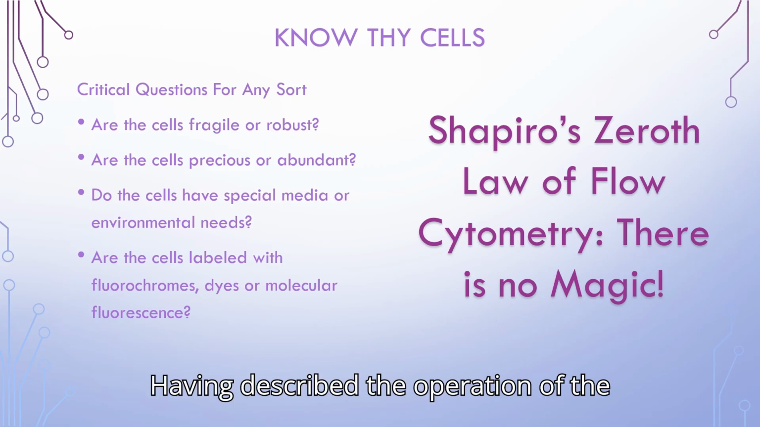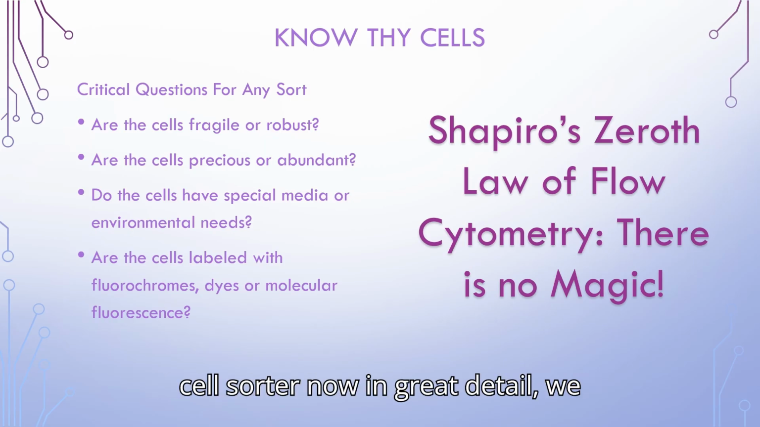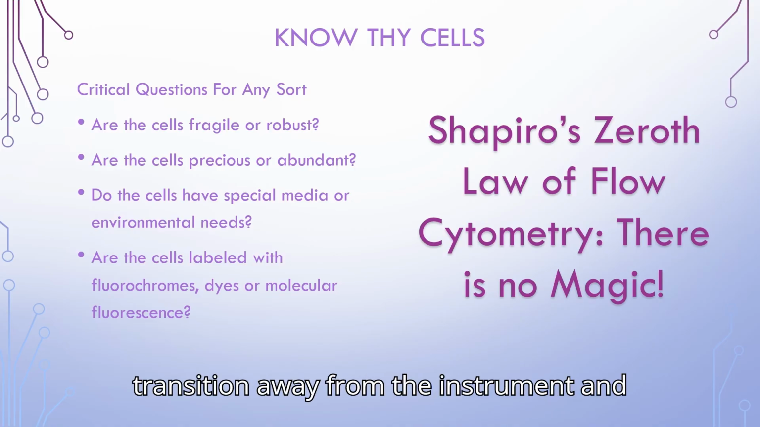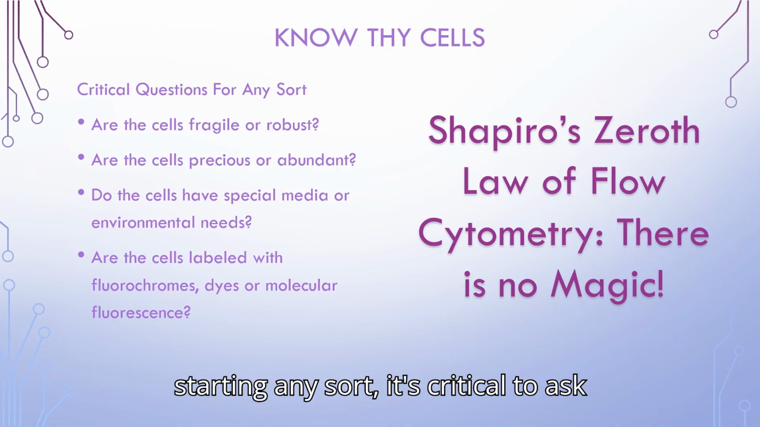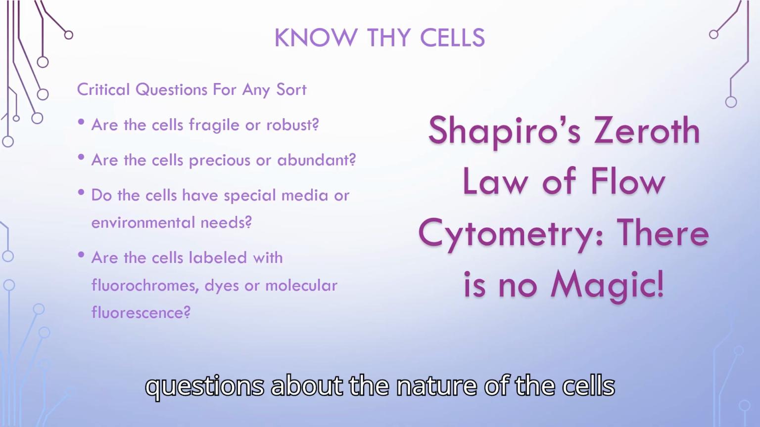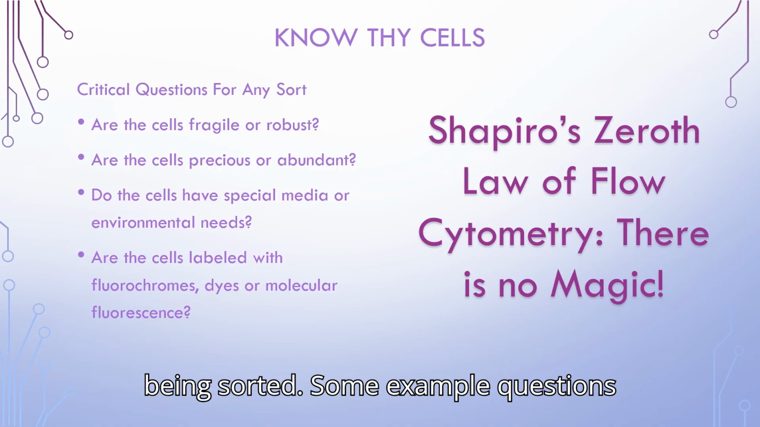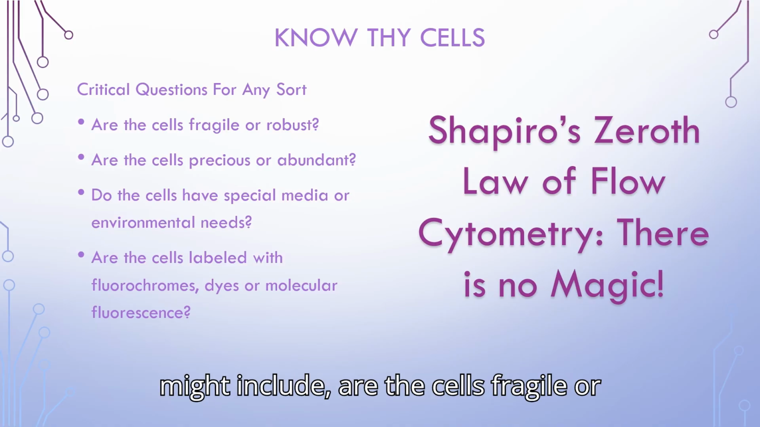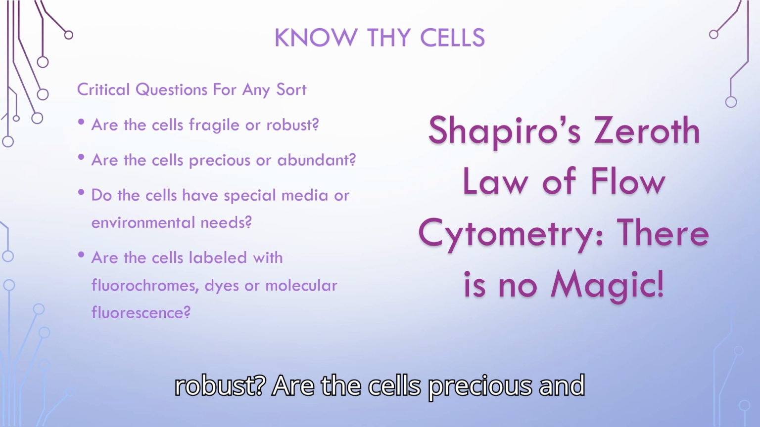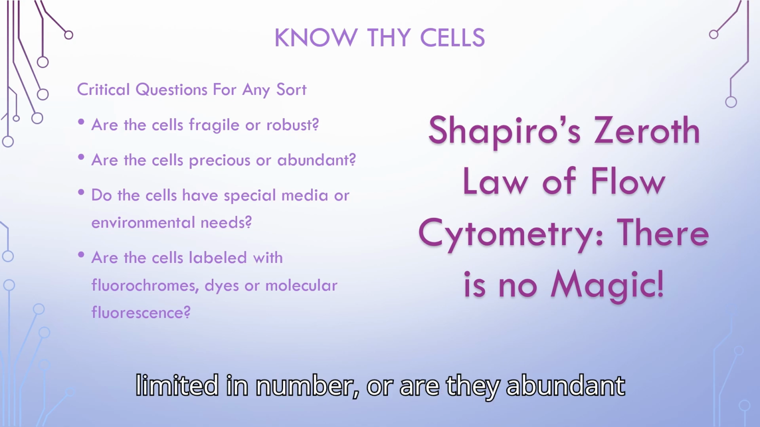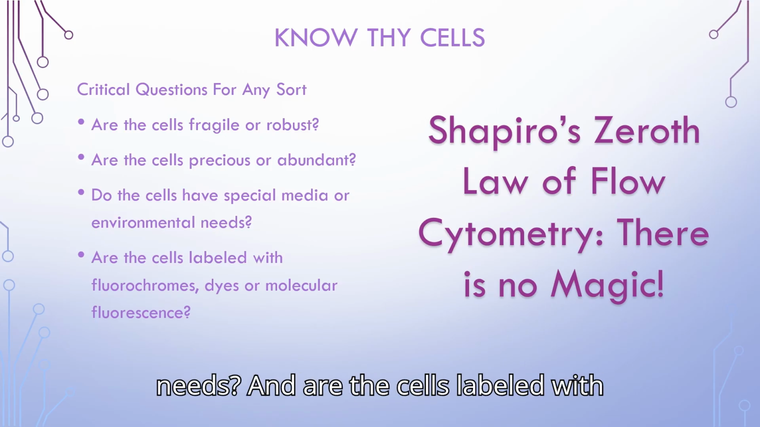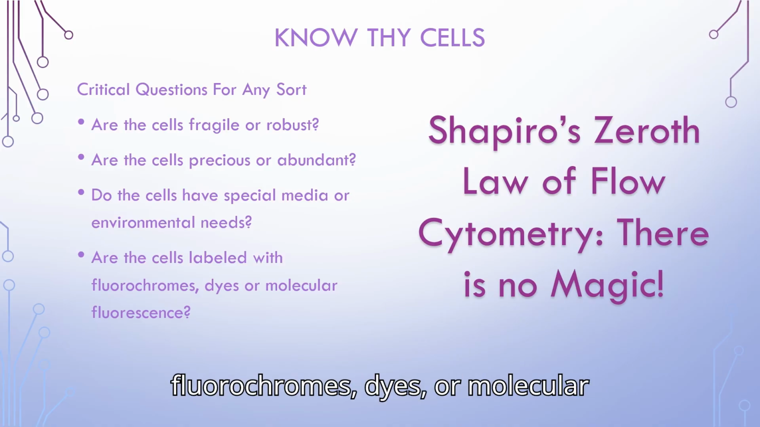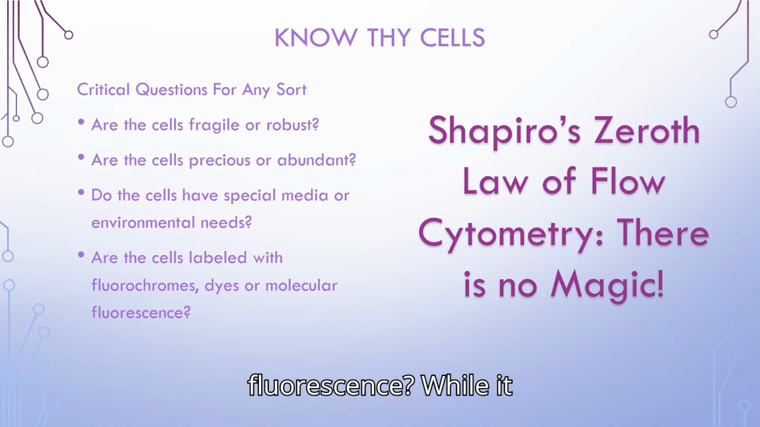Having described the operation of the cell sorter now in great detail, we transition away from the instrument and move towards the cells. Thus, we must know thy cells. Before starting any sort, it's critical to ask questions about the nature of the cells being sorted. Some example questions might include: are the cells fragile or robust? Are the cells precious and limited in number, or are they abundant and easy to replace? Do the cells have special media or environmental needs? And are the cells labeled with fluorochromes, dyes, or molecular fluorescence?